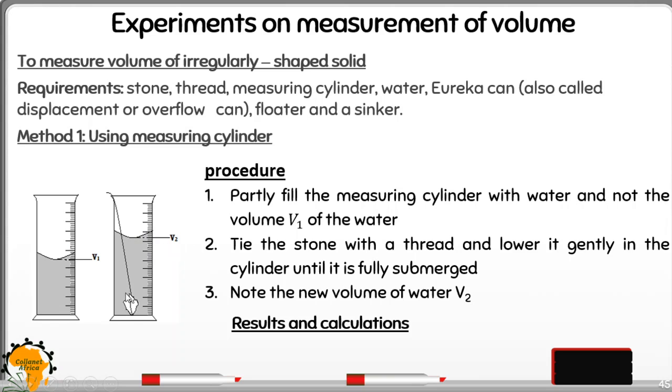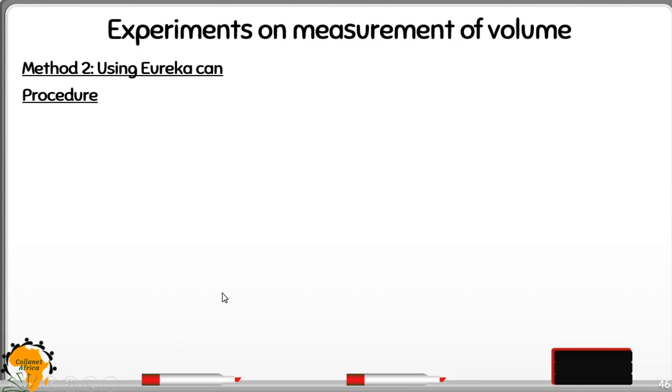Now to get the volume of this stone, it will be the volume V2, the new volume, minus the initial volume. That way you are able to get the volume of the stone. And that volume of the stone is the same as the volume of liquid displaced. We move to the second method.